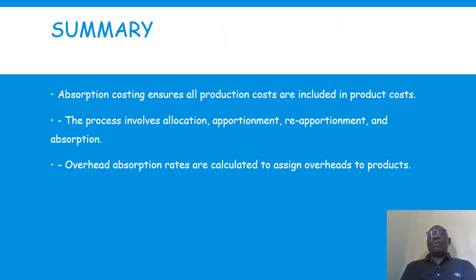So, with regard to the presentation, it's important to acknowledge that absorption costing is one that ensures that all production costs are included in product costs. Apart from that, the process involves allocation, apportionment, reapportionment, and absorption. Overhead absorption rates are calculated in order to assign overheads to products.